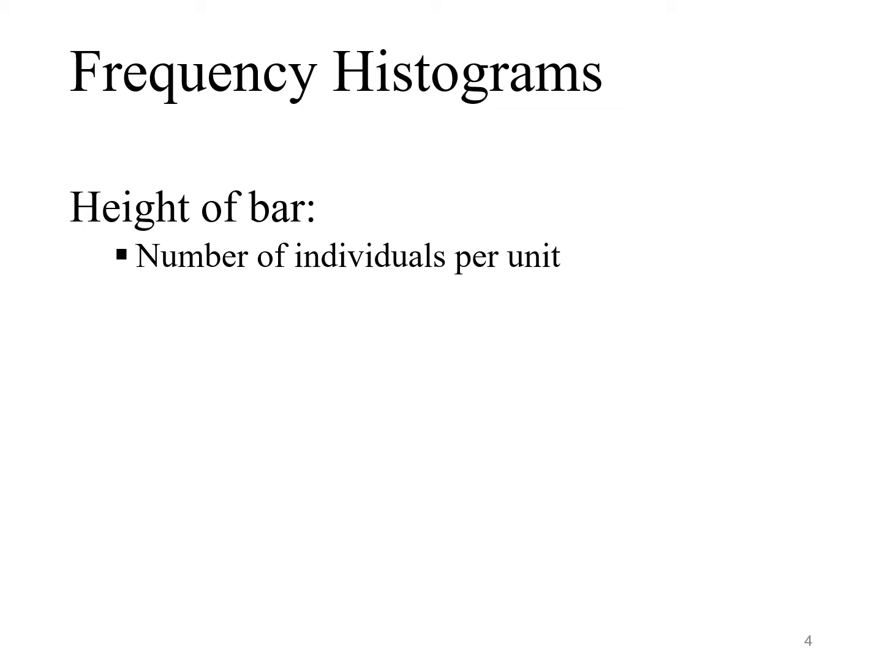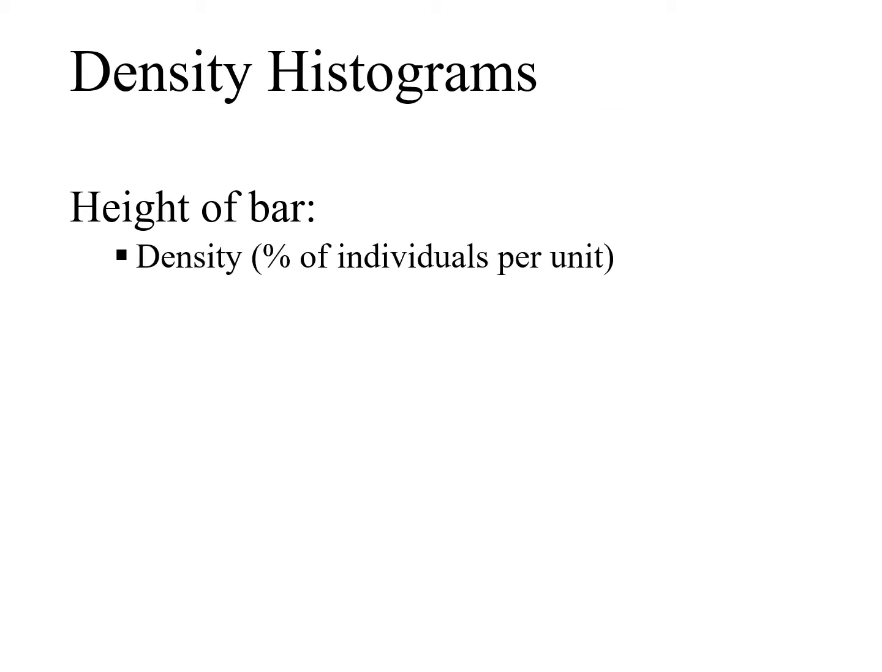In a frequency histogram, the height of the bar shows the frequency, so each bar shows the number of individuals per unit of the variable. Density histograms are a little bit different. In a density histogram, the height of each bar shows the density. So here, the height of each bar shows the percent of individuals per unit of the variable that had a certain value on the variable.